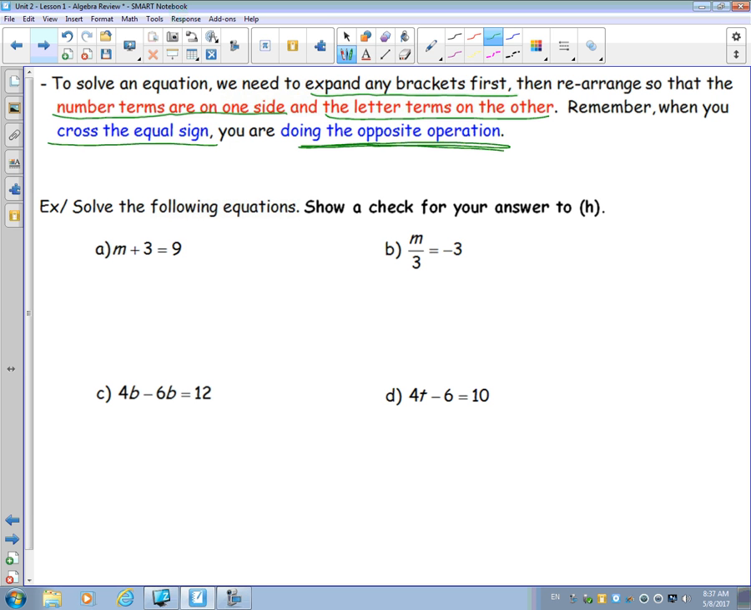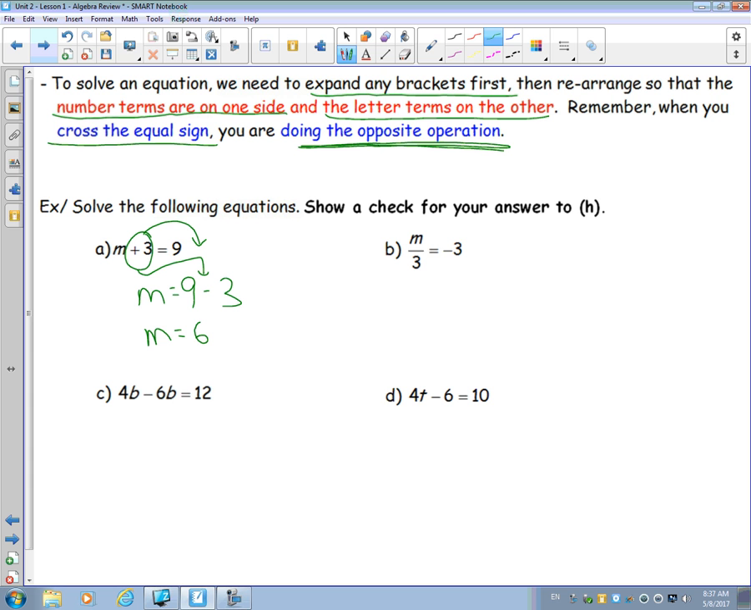So, we'll try a simple one first. m plus 3 is 9. Well, this 3 is a number thing. It should go over here with the other numbers. To do that, I have to take adding and turn it into subtracting. So plus 3 on this side became -3 over there. And 9 minus 3 is 6.